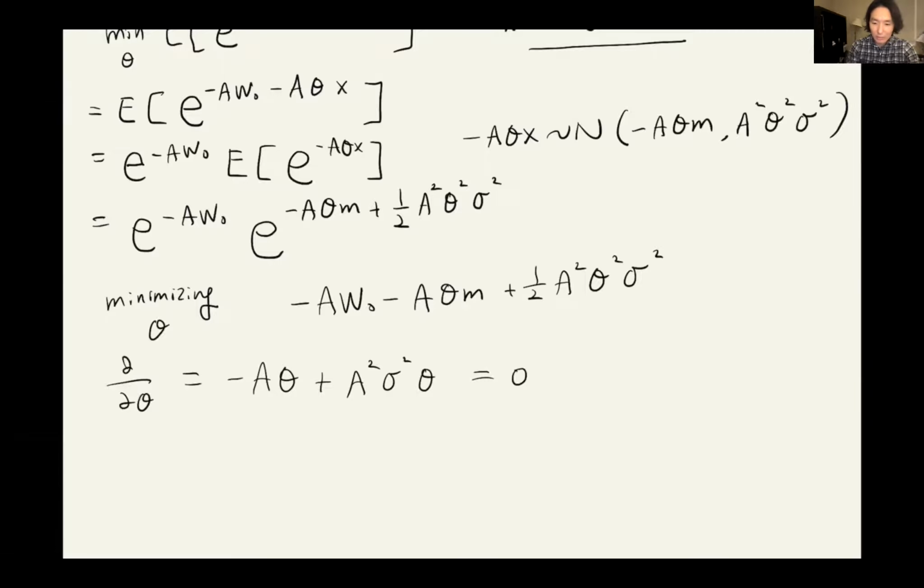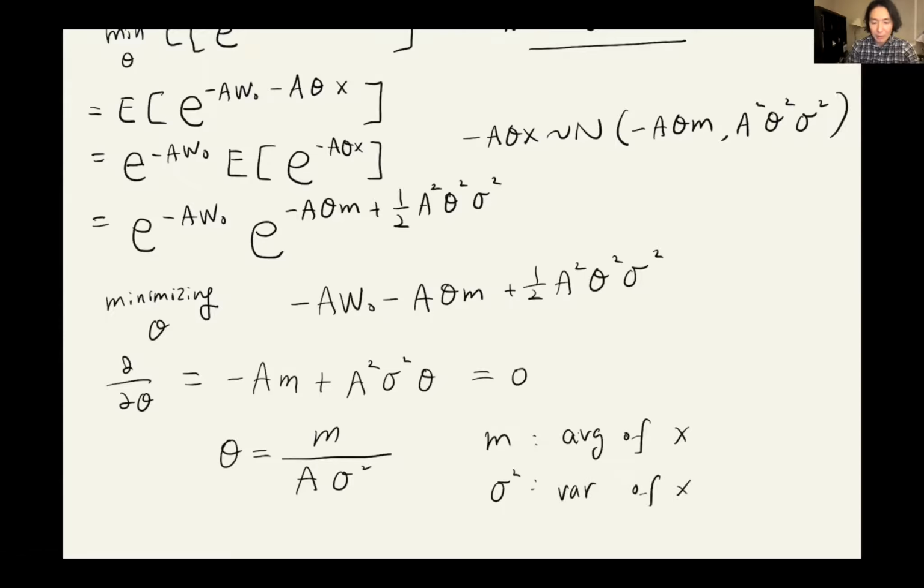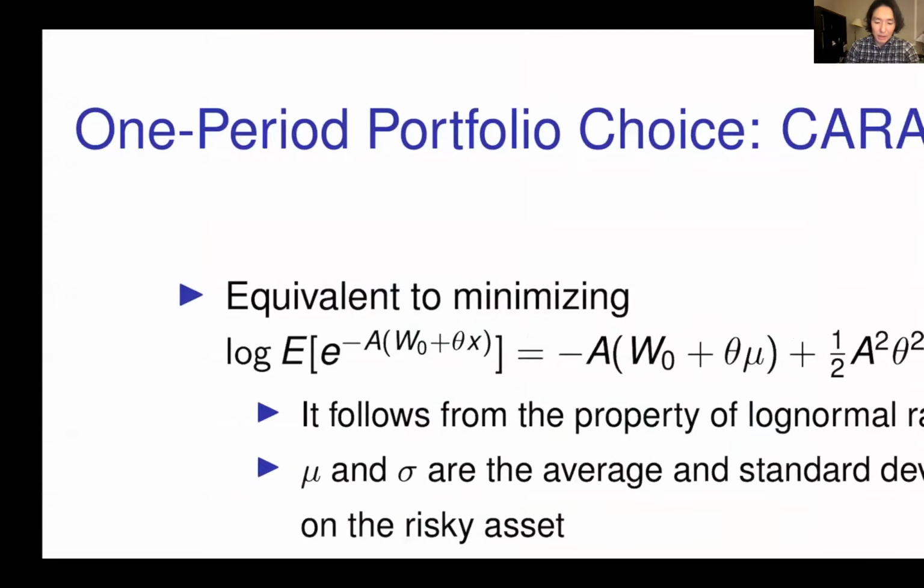Something's wrong. 이렇게 돼야 되죠. 그럼 theta는 어떻게 돼요? theta는 m over a sigma square 이렇게 됩니다. 자, m이 뭐죠? m이 payoff의 평균, average of x, and sigma square is the variance of x 이렇게 됩니다. 그래서 그 결과가 이거예요.